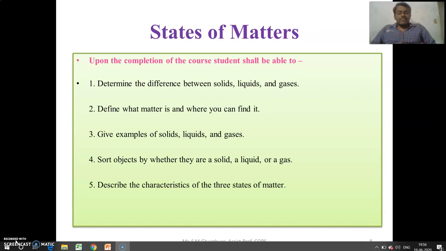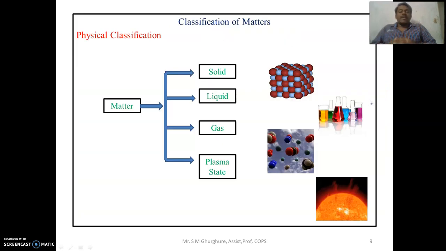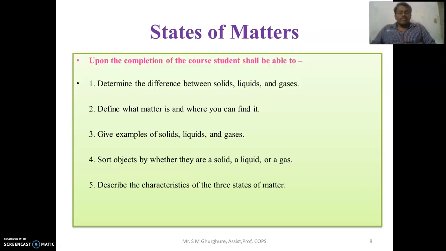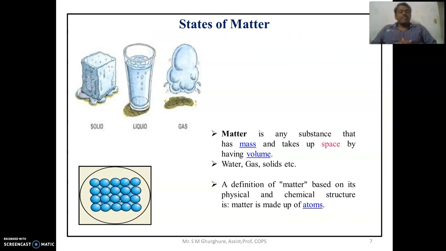What does matter mean? First we must know what we mean by matter. Matter means anything which occupies space and has some mass. For example, water, glass, a wooden table, a pen, these are known as matter. According to its physical and chemical structure, matter is made up of atoms.